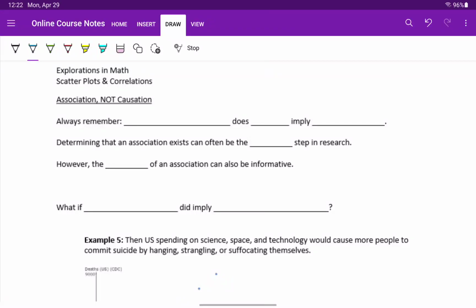When we talk about creating scatter plots or calculating the correlation coefficient as ways of understanding the strength of association between two variables, it is critical that we understand and always keep in mind that association or correlation does not ever imply causation.